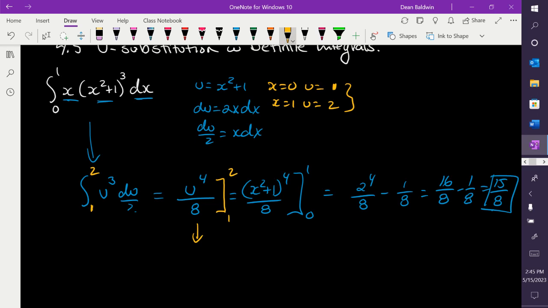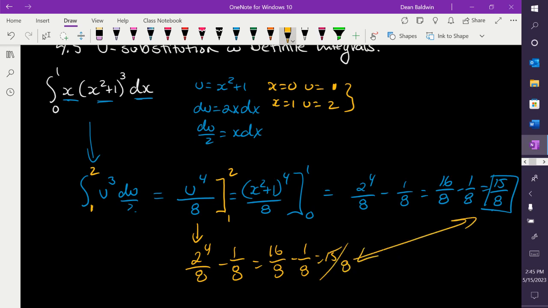And then just go 2 to the 4 over 8 minus 1 over 8, which is 16 over 8 minus 1 over 8, which gives you the same answer. So you're saving yourself. Now, this isn't even a complicated integral, right? And putting the x squared plus 1 back in is not that hard, right? It doesn't make a ton of difference.